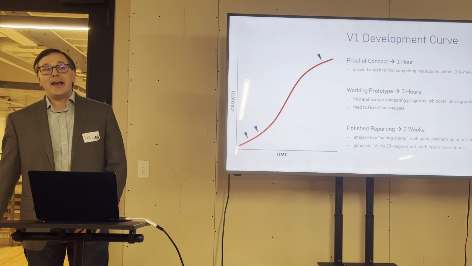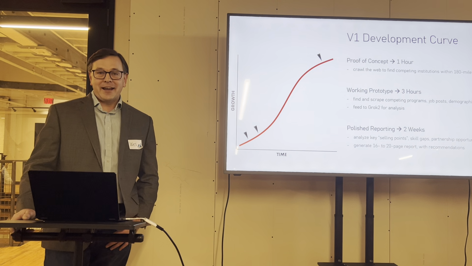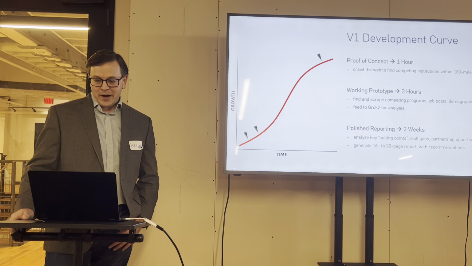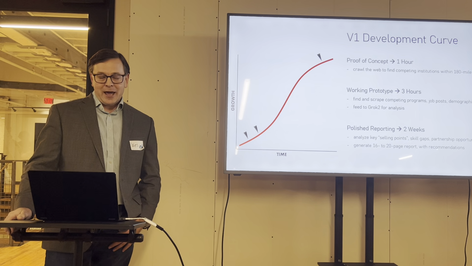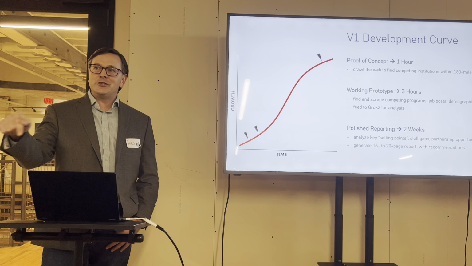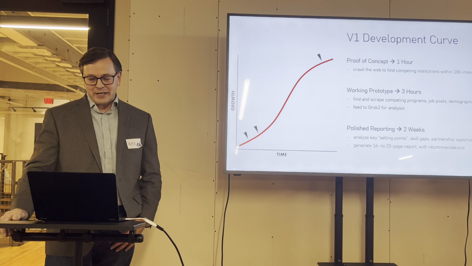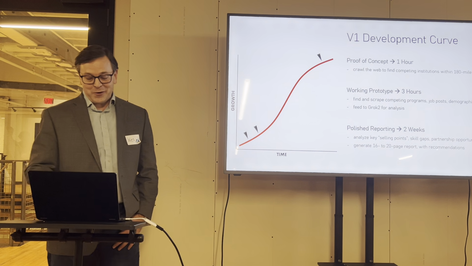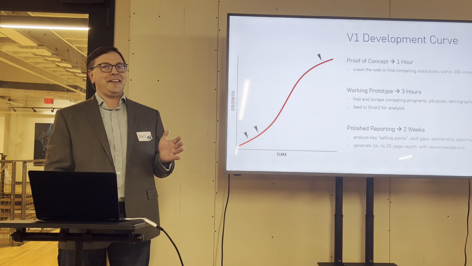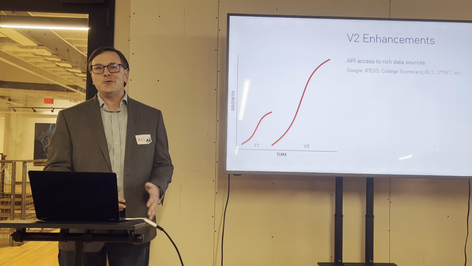And in 2 weeks, I had very polished reporting. I could analyze key selling points of competing programs, skill gaps, how did their curriculum differ from what was in the job posts, and partnership opportunities, who are major regional employers that might want to make partnerships and internships. And getting a 16 to 20 page report with pretty good recommendations. So then I thought, okay, that's proof of concept, I'm going to build version 2 in earnest.